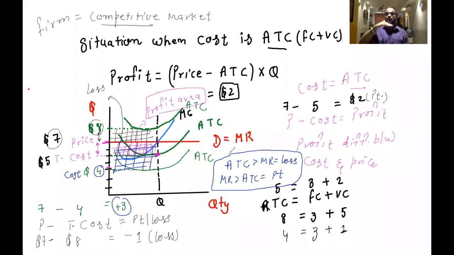First situation is MR equals MC, fixed cost, no variable cost. Second situation is when average total cost is lower than the marginal revenue. Then the profit area, right? Because marginal revenue is more than average total cost. And if average total cost increases, which is 8 in this example, then average total cost is more than marginal revenue. As a result, that area will be a loss area.